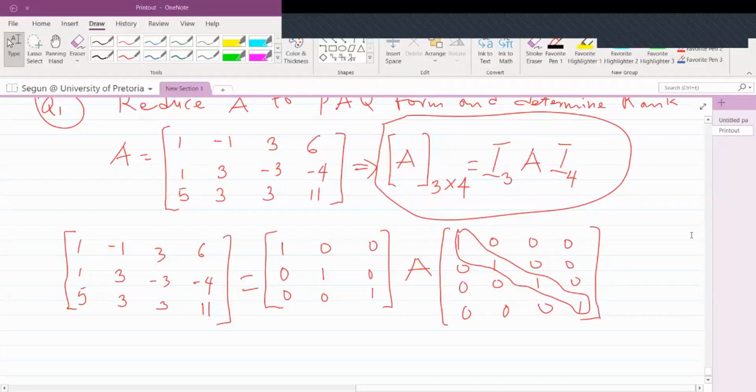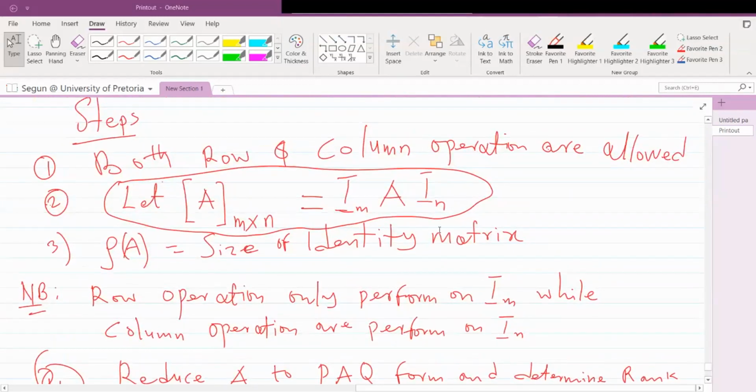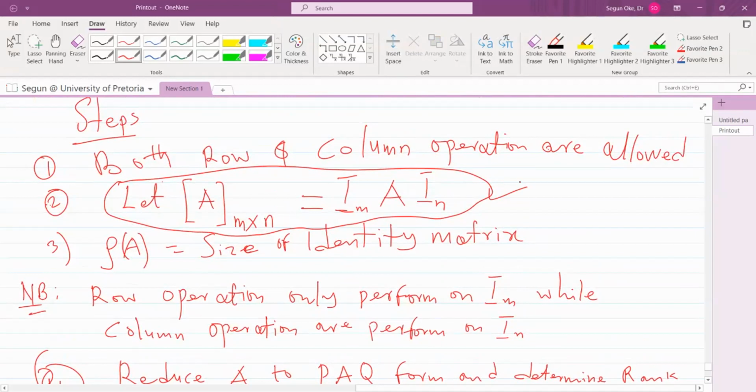Okay. Remember, in mathematics, we deal with steps, we deal with formulas. Look at this. You were there when I was giving them this. This is the formula. The formula says matrix M by N is equal to IM multiplied by A multiplied by IN. There's no shortcut. The only shortcut in this case is a straight line. Follow the instruction.